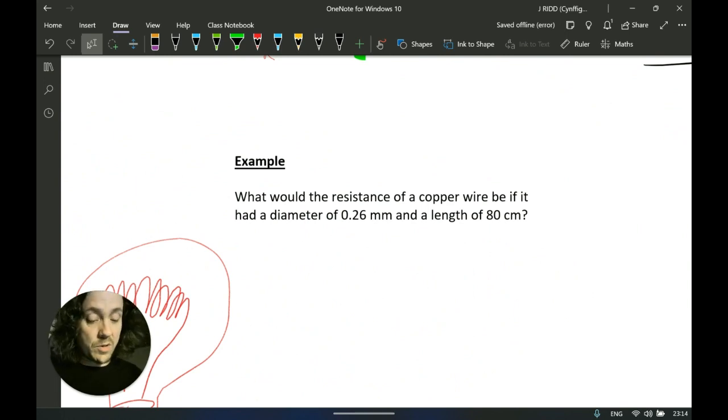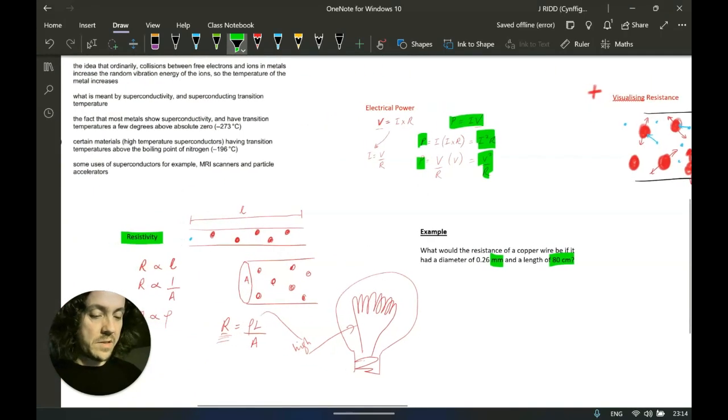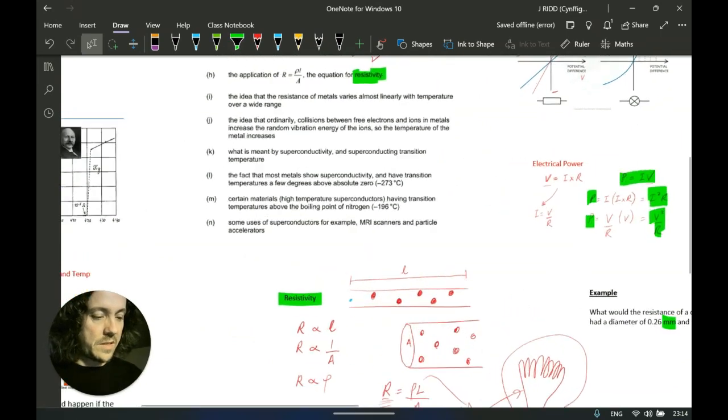So if you want to pause the video and give it a go yourself, by all means do so. I haven't got time to go through that now, but just remember, watch out for your units of measurement, okay? They're all over the place here. Work in meters, stay safe, people, stay safe.